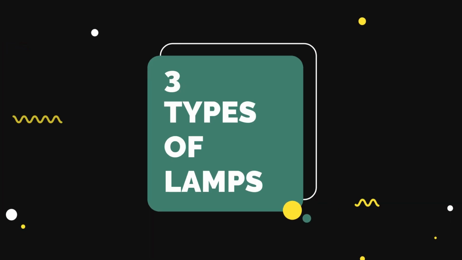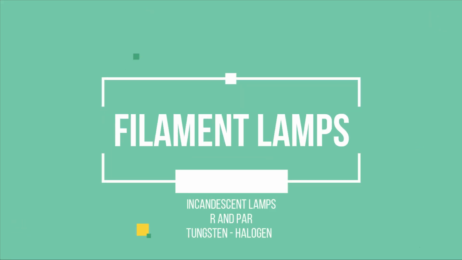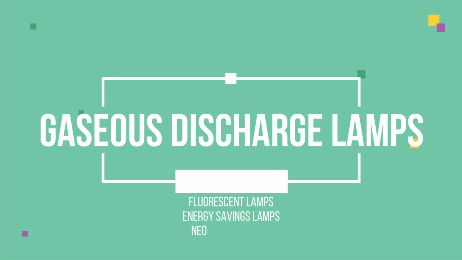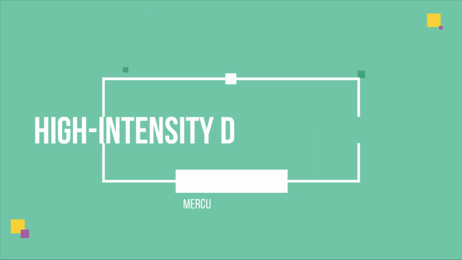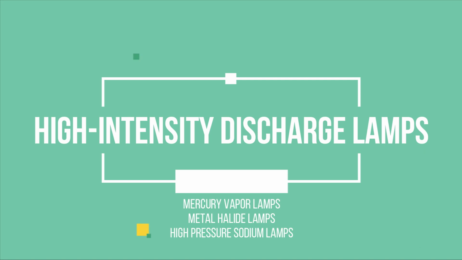There are three types of lamps, each with its own subtype. First are the filament lamps. Second, the gaseous discharge lamps. And third, the high-intensity discharge lamps.